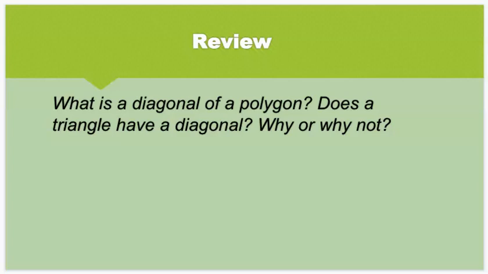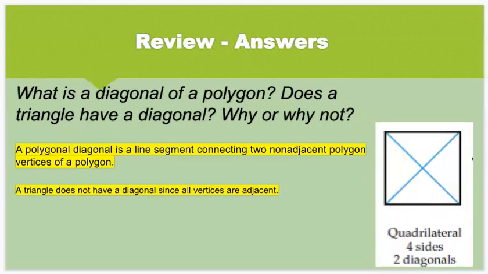What's a diagonal of a polygon? Does a triangle have a diagonal? Why or why not? You might want to try drawing a triangle and then seeing if you could draw a diagonal. Well, a polygonal diagonal is the line segment connecting two non-adjacent vertices of a polygon. So here's an example of diagonals of a quadrilateral.